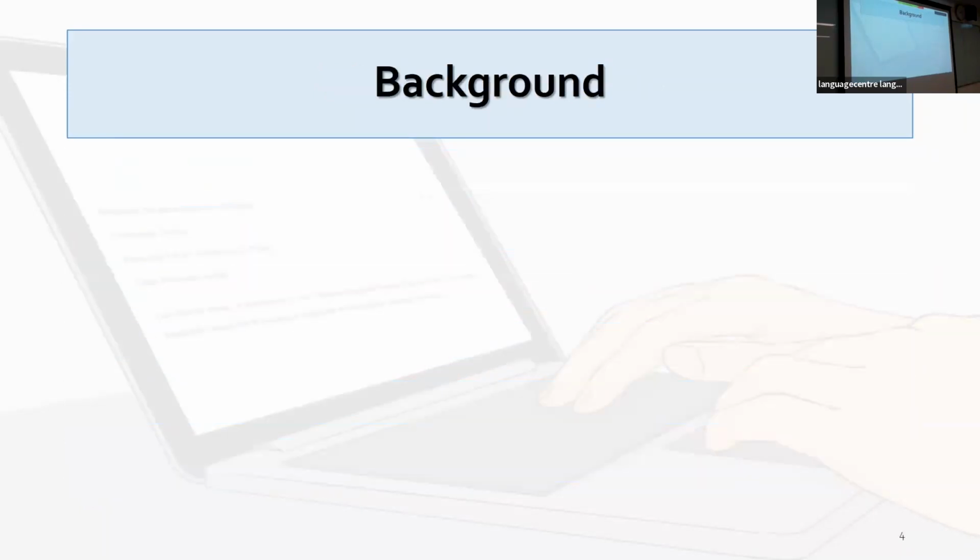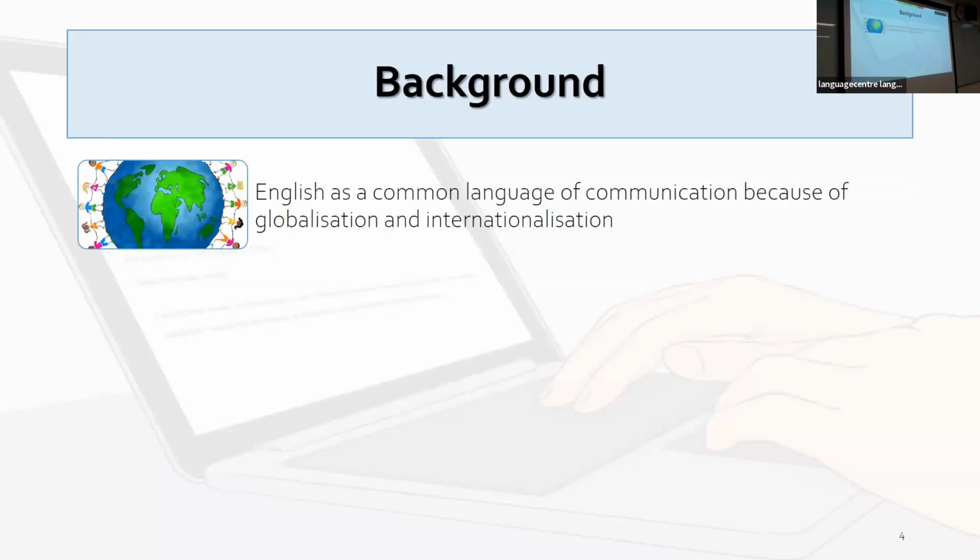So let me give you some background information. As we know, English is a common language because of globalization and internationalization. Let me take the example of university studies. At universities, you'll be able to use English to talk to people, not just from the local, but also people from the international context, people from the globe.